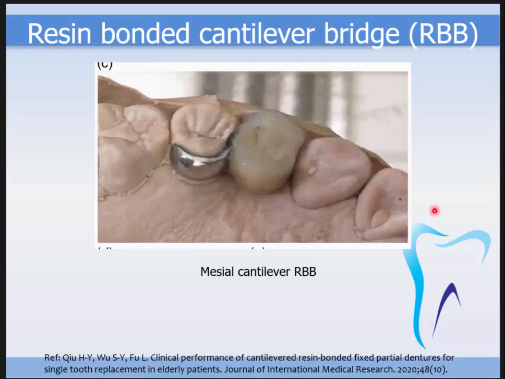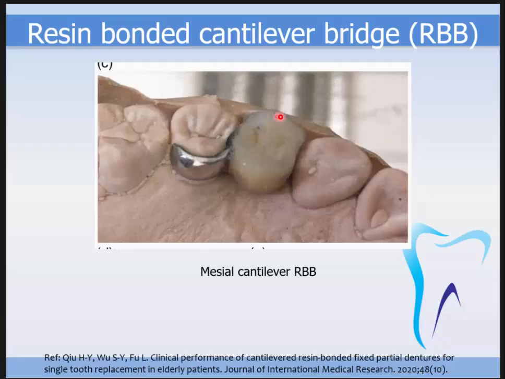This is an example of the mesial cantilever RBB. So RBB, because you all haven't gone through the lectures for fixed prosthodontics, I'll just briefly go through these terms. RBB, in layman's terms, sometimes when I tell patients, I say it's a sticky bridge. So like a sticky, you just need to stick it on the tooth next to it. The tooth next to it we call the abutment. This is the abutment. Okay, you need minimal prep or no prep at all.